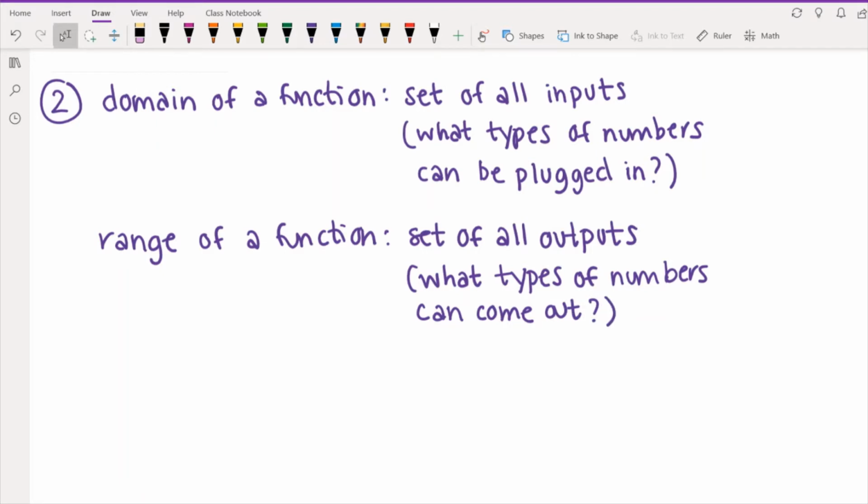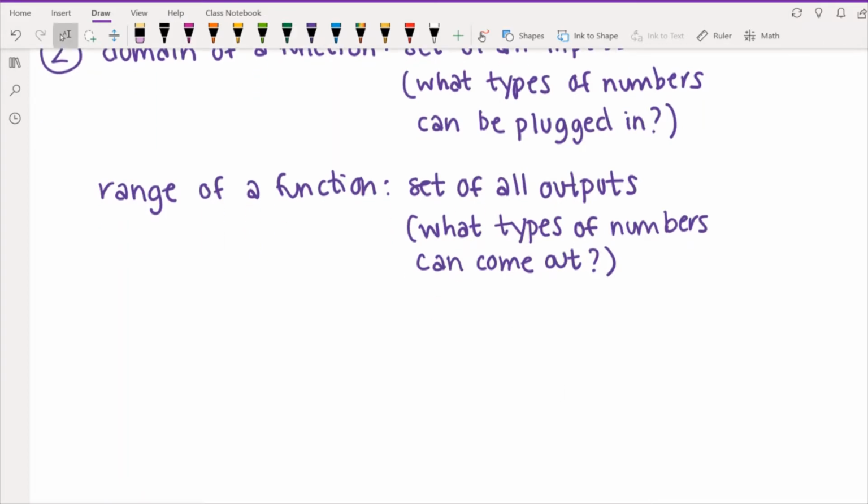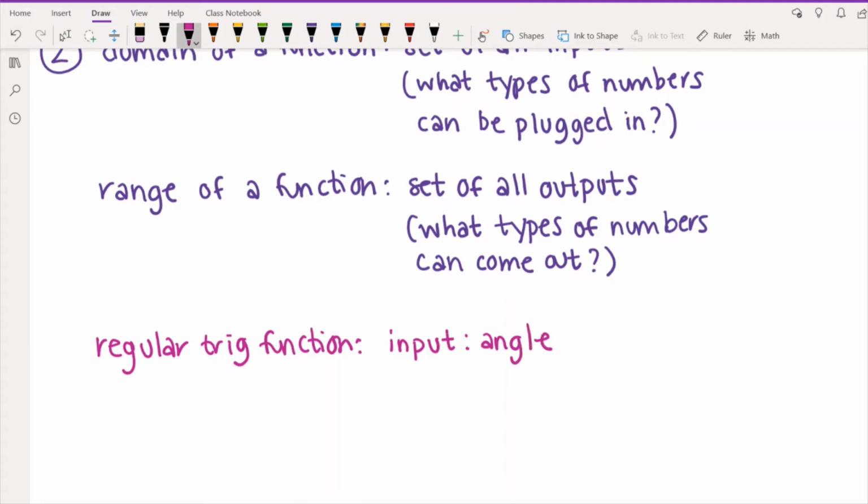So we'll get to the specific answers for all the different functions I listed in a second, but another big picture thing to think about is when you have a regular trig function. So when I say a regular trig function, I mean not inverse trig, right? Things like sine of x, cosine of x, tangent of x, cosecant of x, any function that is not inverse trig. What kind of a thing do you plug in? So you plug in an angle, right? You take sine of pi over 2. You take tangent of pi over 6. You're always plugging in an angle.